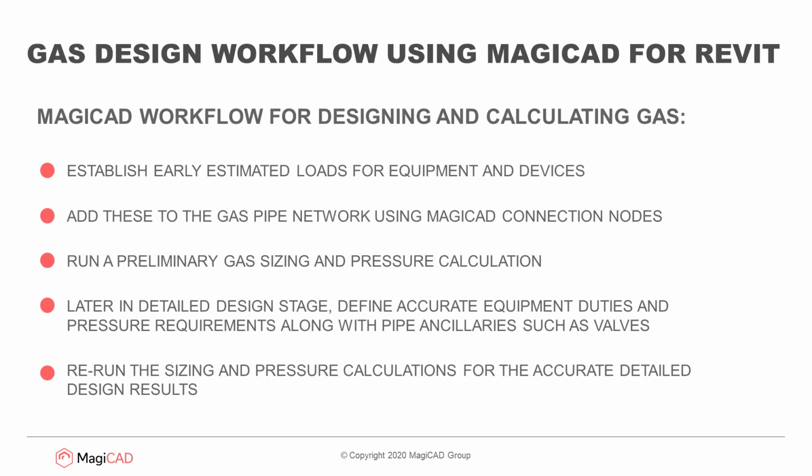Then if we move into detailed design, we can start adding accurate equipment, the duties, the pressure requirements, and all the pipework ancillaries such as valves or gas meters, etc. And they can also have the gas pressure drops assigned to them as well.